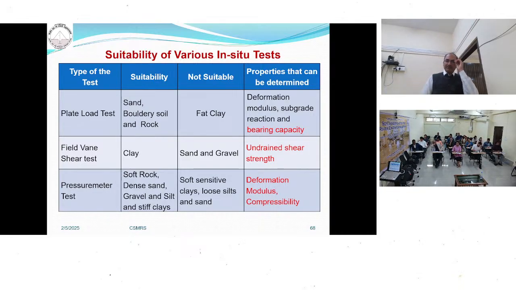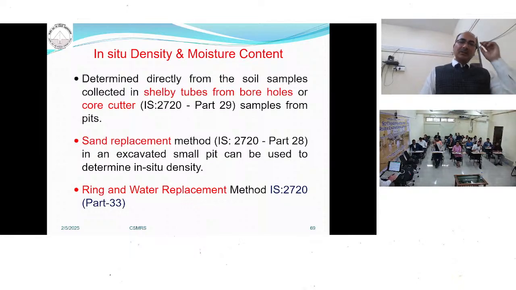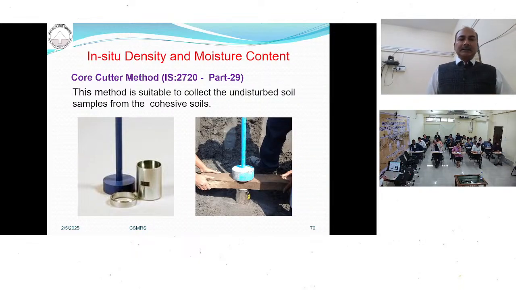So this gives about the deformation modulus and compressible characteristics of the strata. So how do we determine the in-situ density and moisture content? In-situ density, in case of cohesive soil, we determine the moisture content or in-situ density by the core cutter method or by the Shelby tubes.